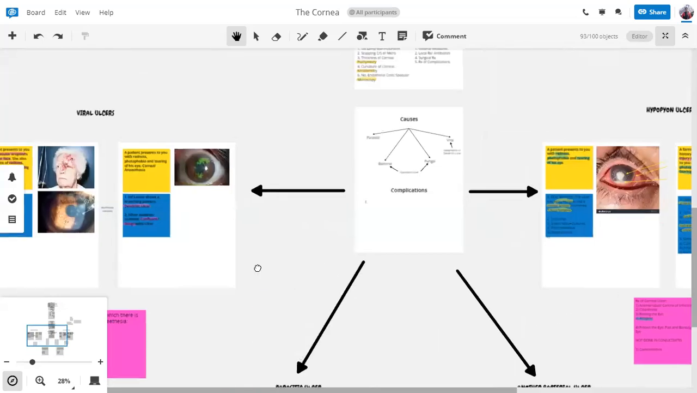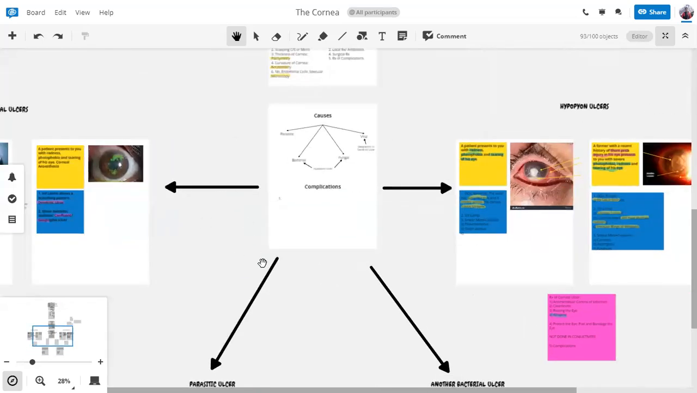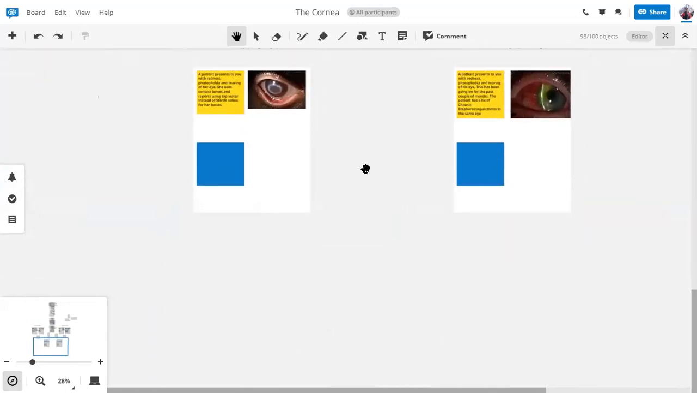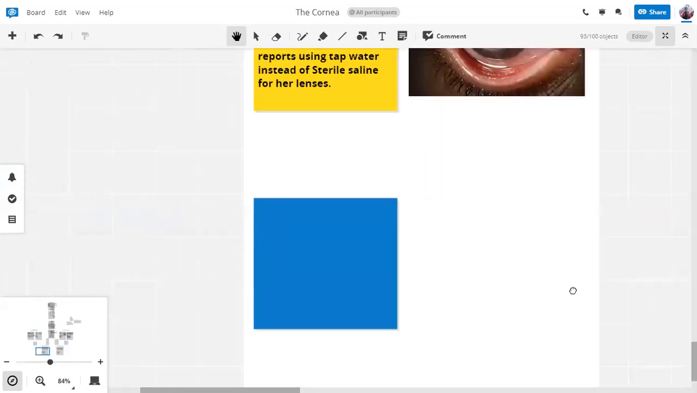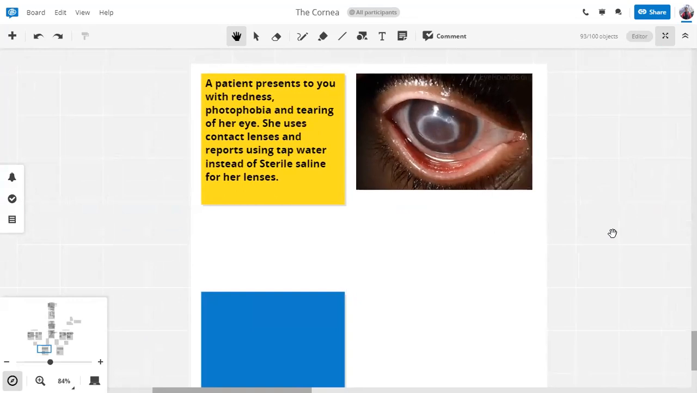All right, so viral or hypopyon. Next 2 cases. Let's discuss this case first. Our patient has a history of redness, photophobia, and tearing. Tearing means lacrimation. Photophobia, redness and lacrimation mean that it's a corneal affliction. It's something that's affecting the cornea. What is the other peculiar thing important in this history?